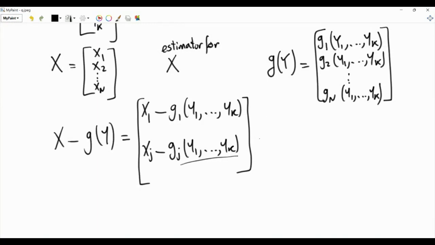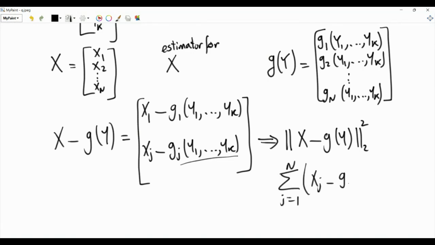What we do is that we compute the L2 norm squared of this vector. And the L2 norm squared is summation j from 1 to n, xj minus gj of y1 to yk squared. That's the L2 norm squared.